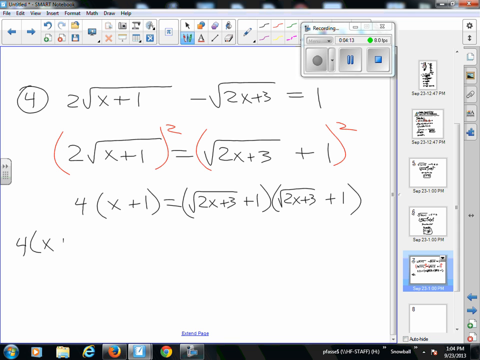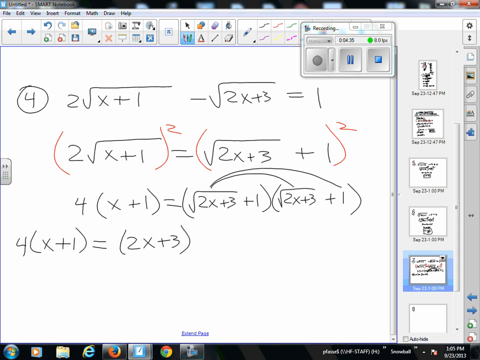I'm giving myself some room. The first would be root 2x plus 3 times root 2x plus 3. Just like root 6 times root 6 equals 6, because that's root 36, when we multiply two radicals with the same radicand, we end up getting just the radicand. Once again, root 6 times root 6 equals 6.